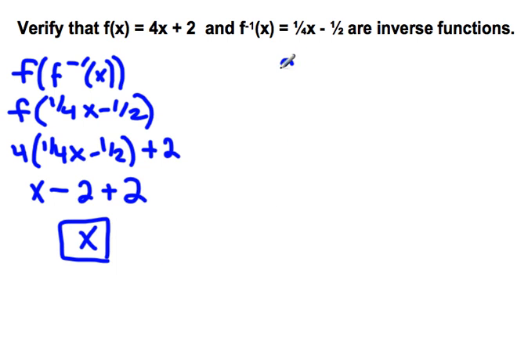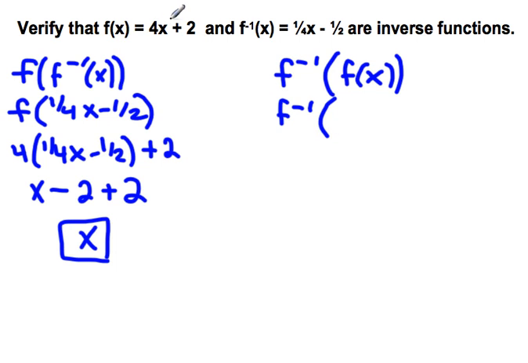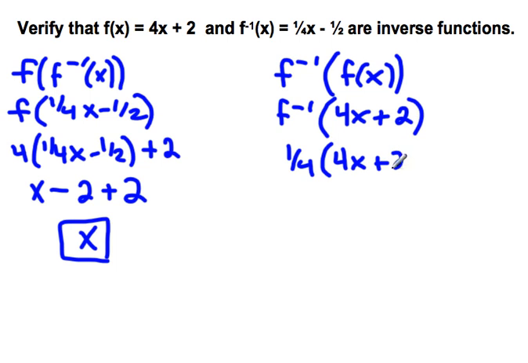Now we do have to do the other half of the proof. No matter what, you've got to do both. So now I'm going to take the inverse of f of x. So I'm going to write f to the negative 1 of, this time we plug 4x plus 2 into the inside, parentheses. Now I'm going to take this and plug it in for this x. So we bring down the 1/4, take out the x, put 4x plus 2 in its place, and then bring down the minus 1/2. Just like we had here, it's 1/4 times our new x minus 1/2.